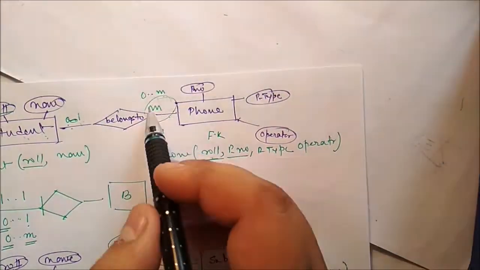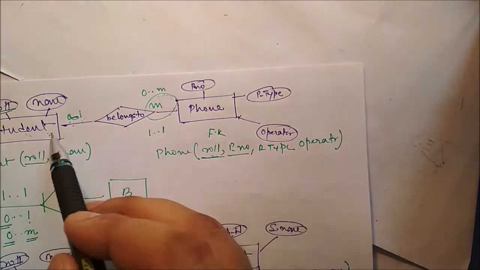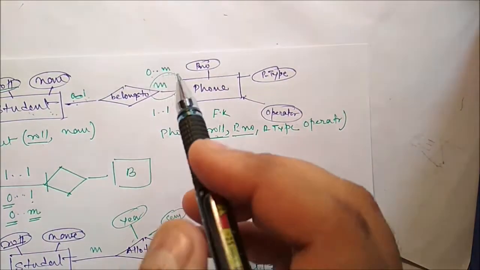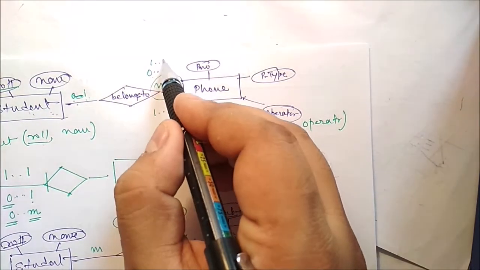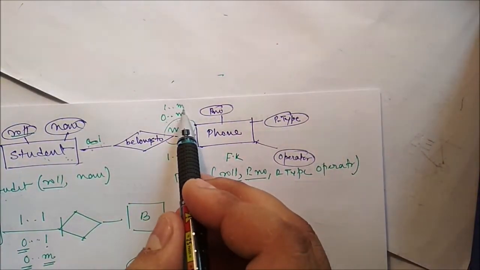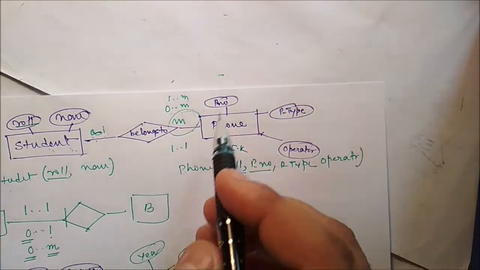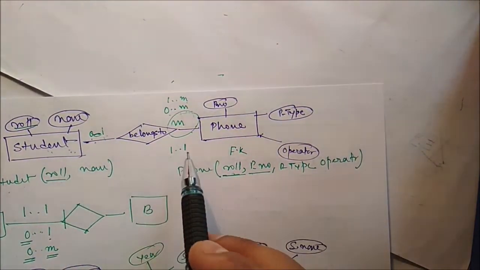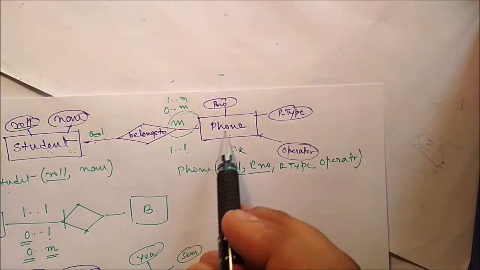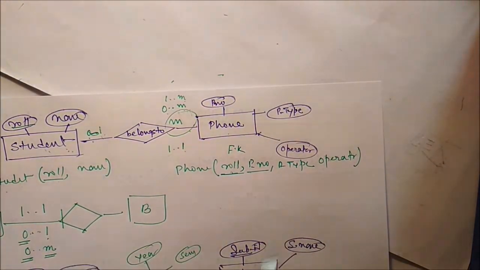Okay, so if it is 0.n, a student may have 0 phone numbers or a maximum of n phone numbers. Similarly, if it is 1.m, a student must have at least 1 phone number, maximum m phone numbers. And if it is 1, the student should have only 1 phone number. Are you getting this one? So in this way also we can define this.